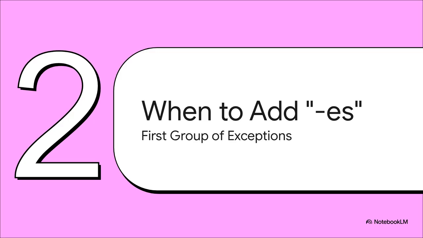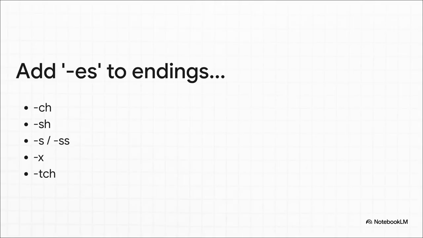All right, moving on to our next section, when to add ES. Now we're wading into the first group of exceptions, and this isn't really about breaking the main rule, it's more about adapting it for words that just sound a little different at the end. Okay, here's the key. It's all about sound. If a word already ends in a hissing or a buzzing sound like ch, sh, or x, just adding another S sound would be super awkward to say. I mean, try it. Say church, and then add an S. Churches. It's clunky, right? You need a little extra syllable in there, and that's exactly what the ES gives you.